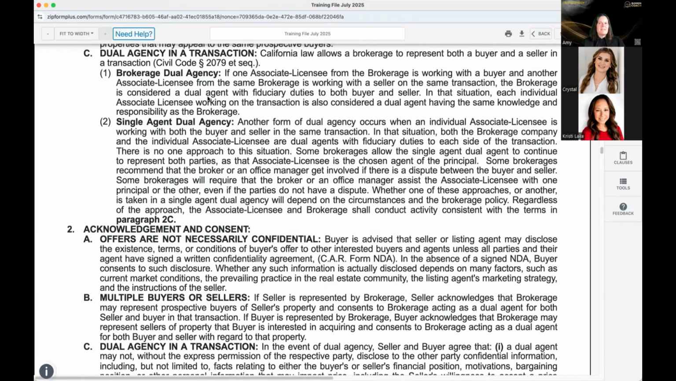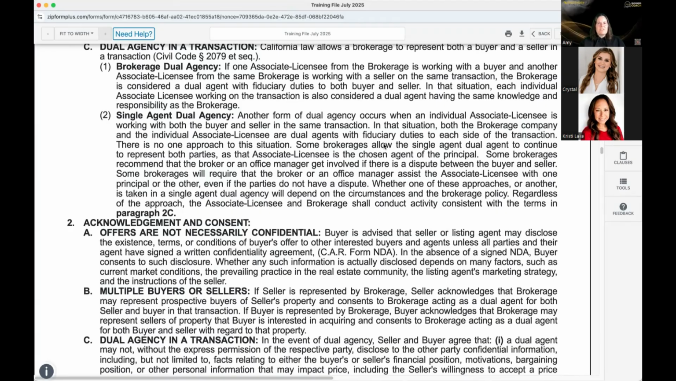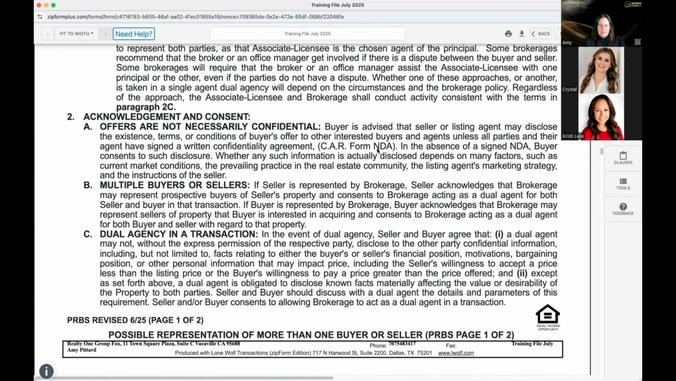So it outlines that here: brokerage is working with a buyer and a seller with different agents, versus single agent dual agency, where you have the same agent working with both parties. Offers are not necessarily confidential unless you sign an NDA form. I've had a few agents send me over an NDA form with their offer. Keep in mind, for that non-disclosure to be valid, you should send it over before you send the offer. Otherwise, I have the offer and no signed NDA form.